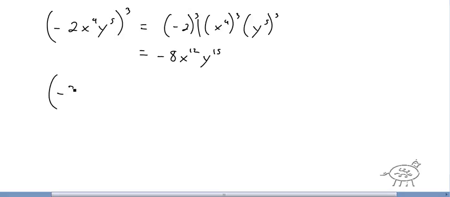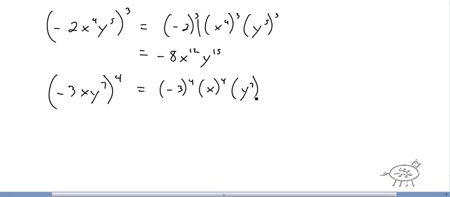Okay, what about this one? Negative 3, xy to the 7th to the 4th power. Split it up, guys. Negative 3 to the 4th, x to the 4th, y to the 7th to the 4th. Okay. Now remember, it's 3 to the 4th power. It's in parentheses, so it's positive 81, x to the 4th, y to the 28th.